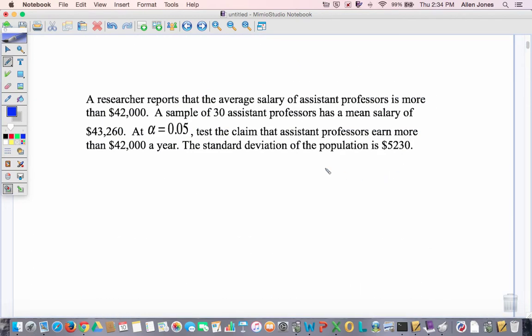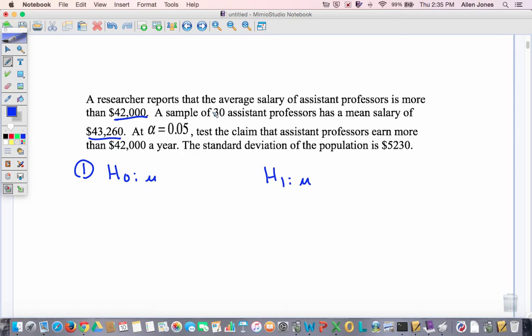Let's go ahead and go through probably 3 examples here where we go through the entire 5-step process. So here's number 1. A researcher reports the average salary of assistant professors is more than $42,000. A sample of 30 has a mean salary of $43,260. At alpha equals 0.05, test the claim that assistant professors earn more than $42,000 a year. The standard deviation of the population is 5230. So in step number 1, we'll do what we just did. We'll write our null and our alternative hypotheses.